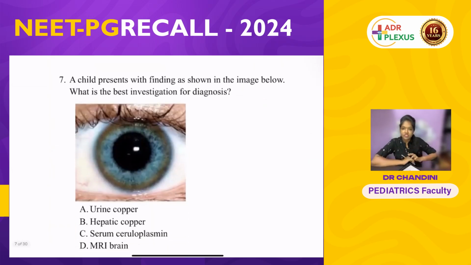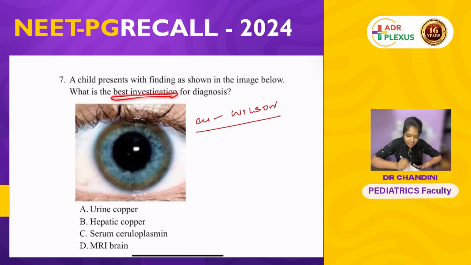Going to the next question, seventh question, another repeat topic. A child presents with findings as shown in the image below. This was the image given. So what is seen in the image? You see a ring in the cornea, which is due to copper deposition. So what is the disease? Yes, it is Wilson disease. So Wilson disease is the diagnosis, but that is not asked in the question.